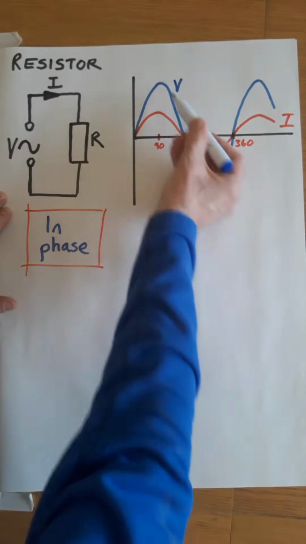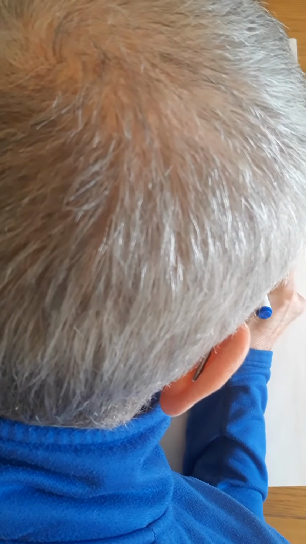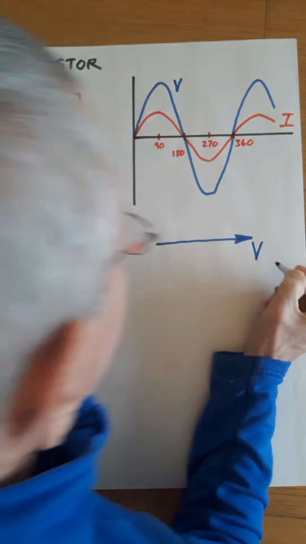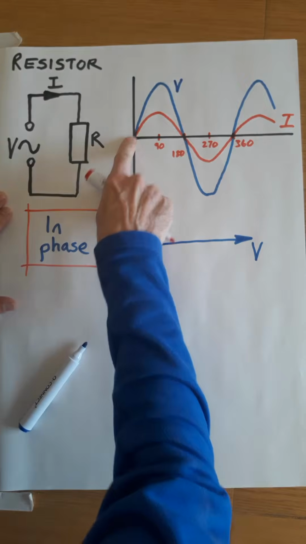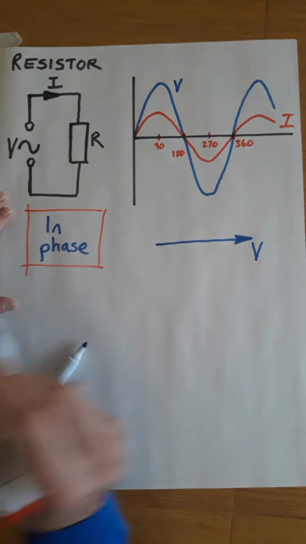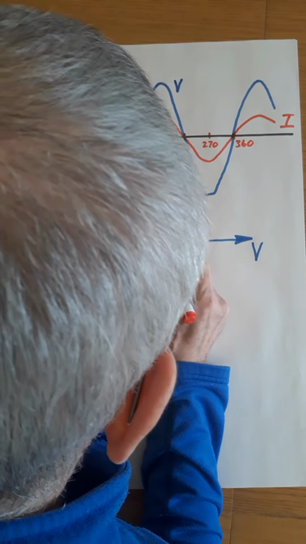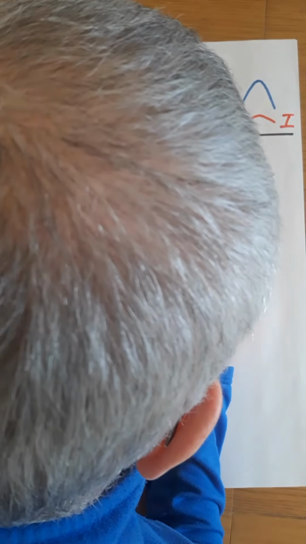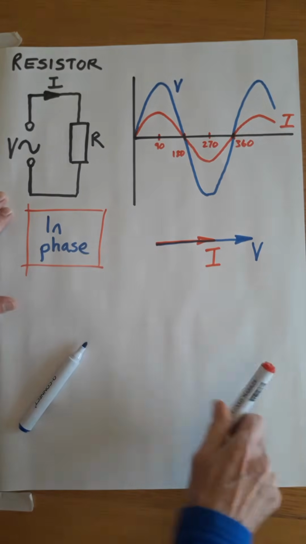So in this case, we have voltage. So let me represent the voltage. There's our voltage. And we also have the current. Now they rise and fall at the same time. So the current literally goes over the top. If I did that literally over the top, you'd struggle to see it. So there is the current.